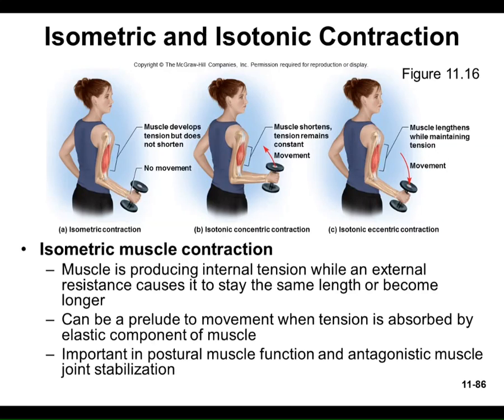A couple of other terms about how muscles contract. Isometric versus isotonic contraction. Let's start with the word isometric. What does that word mean to you? Iso, same, metric, distance, right? A meter stick, measuring distance. So an isometric contraction is one where you're getting a lot of tension, but the muscle's not changing its length.